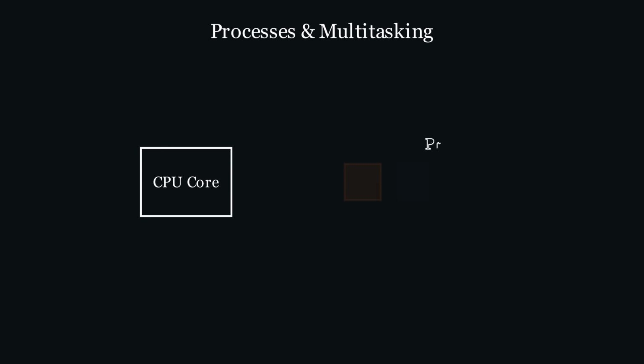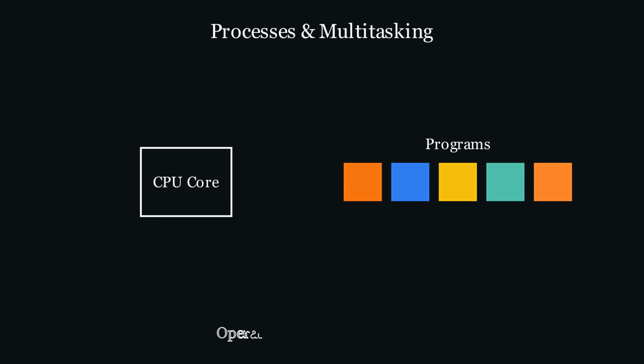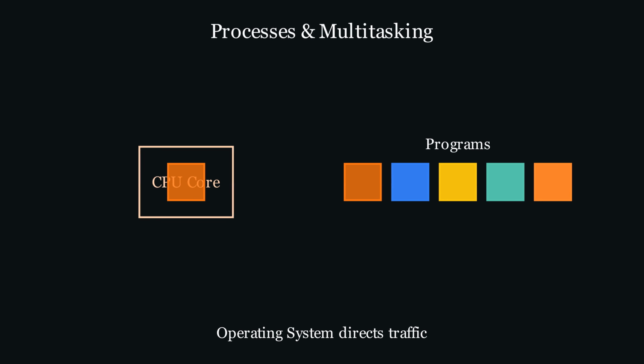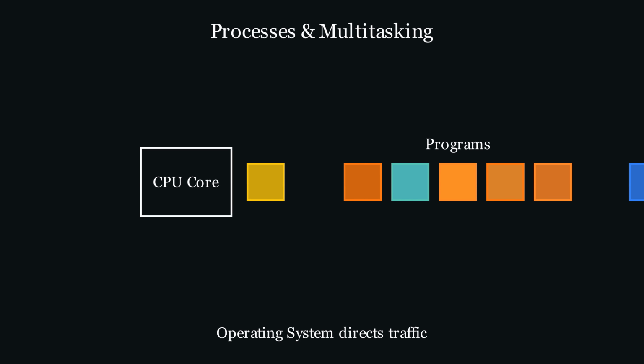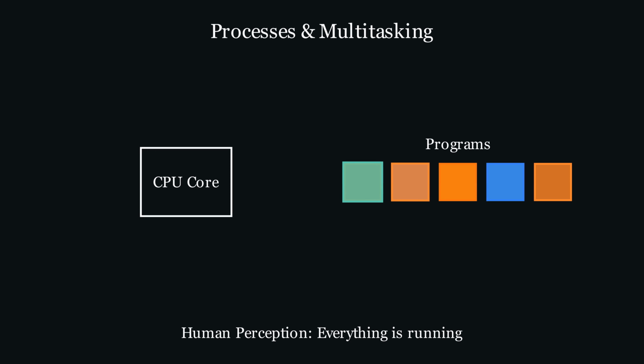A single CPU core can genuinely only do one thing at a time. So how does it feel like you're running 20 programs at once? The operating system rapidly switches between programs, running each one for a tiny slice of time before moving to the next. It happens so fast, thousands of times a second, that to a human, every program just looks like it's running simultaneously.